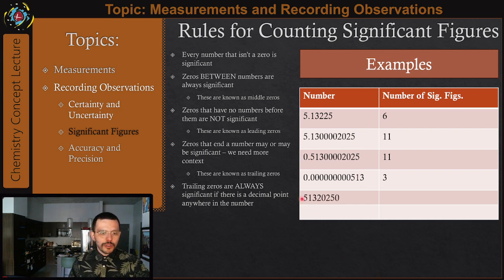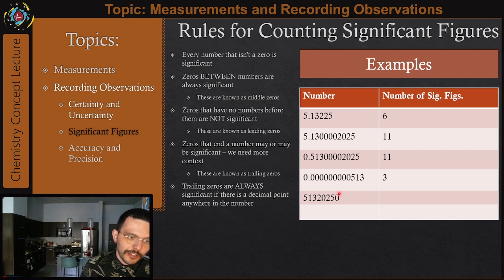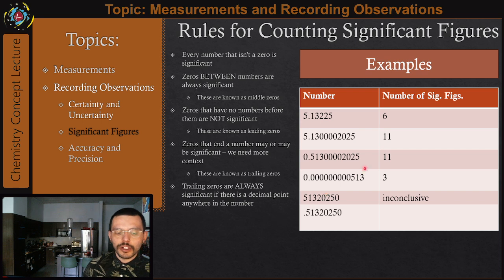Next up, we have this one, which is 5132025. The big problem here is that we have 8 numbers, but there's a trailing 0, and there are no indications that there is any end here, a decimal, I should say. Because there is not a decimal, we cannot say conclusively how many significant figures there are, because we could either have the 0 be significant or it could not be significant. If it was significant, it would be 1, 2, 3, 4, 5, 6, 7, 8. If it wasn't, it would be 7. But because we don't know for sure, we'll call it inconclusive.